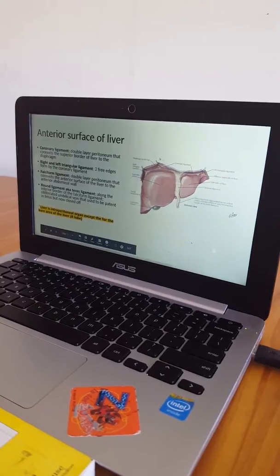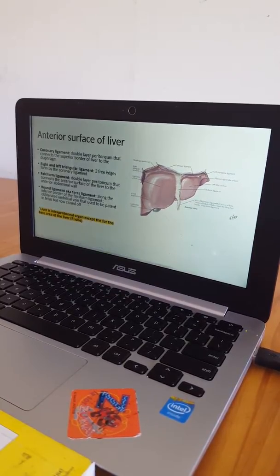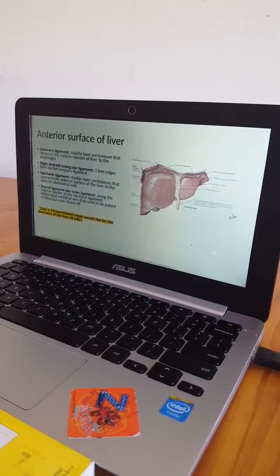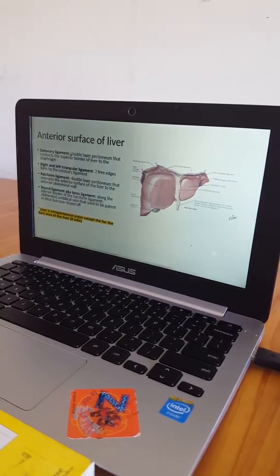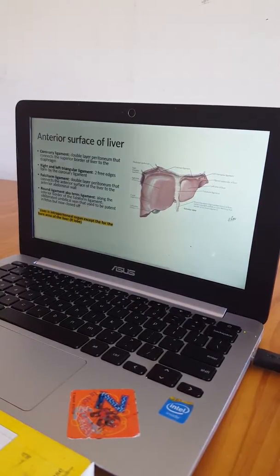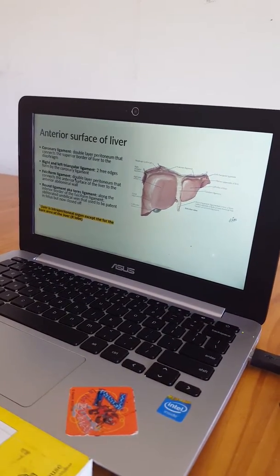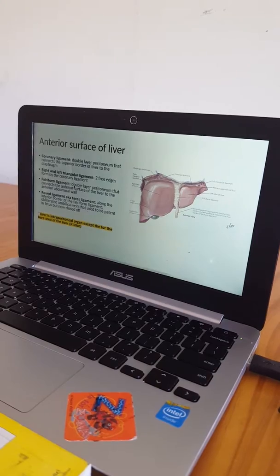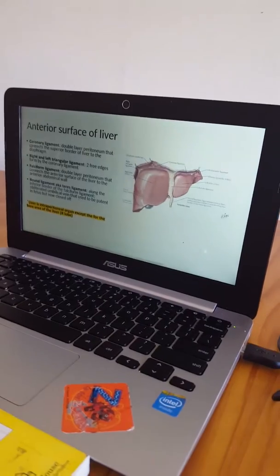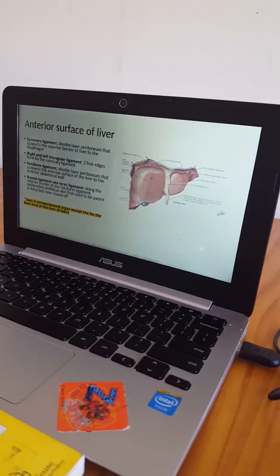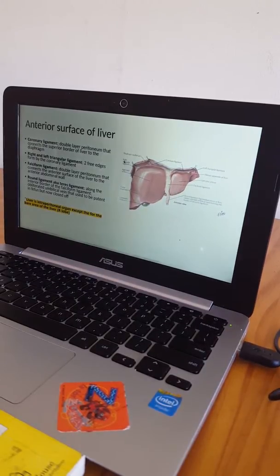So anterior surface, now we will go surface by surface, okay? The anterior surface of the liver has 4 ligaments: coronary ligament, right and left triangular ligament, falciform ligament, and round ligament or teres ligament. Important in terms of short answer questions, MCQs, and also for the points during the dissection exam.